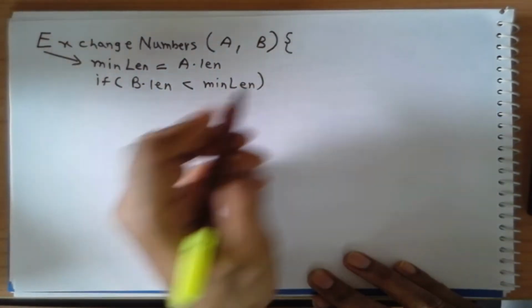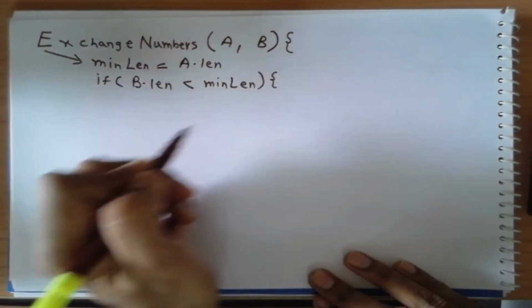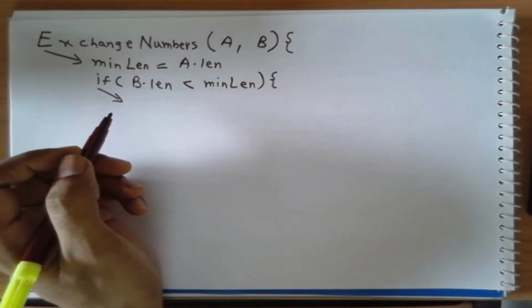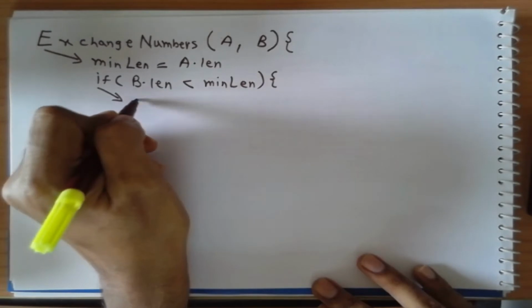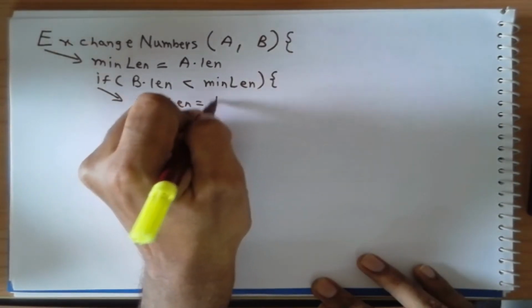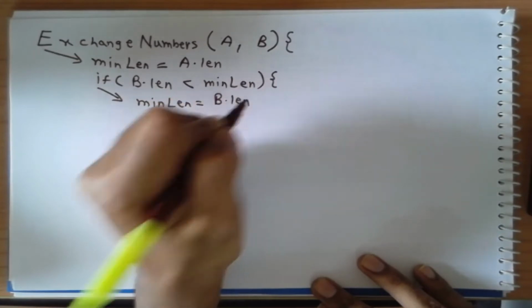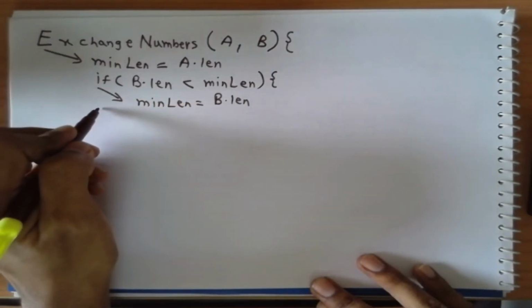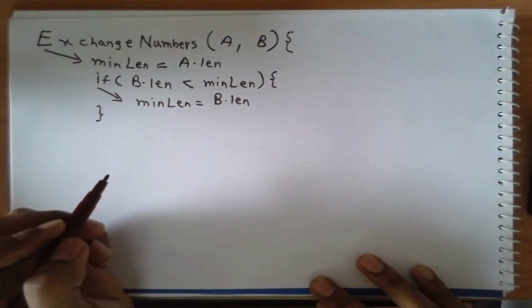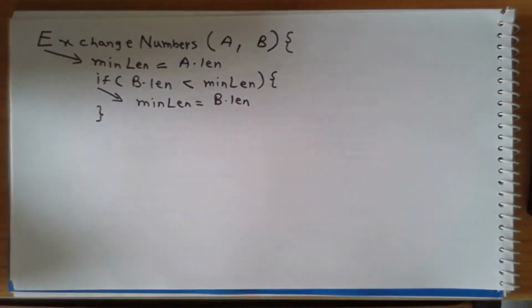This is a conditional. So I'm going to put opening braces, move one tab inside, and write what I would do in that case. The minimum length should be equal to the length of B. That's where I complete my conditional block. So at the end of this I would know the length of the shorter array, and then what should I do?